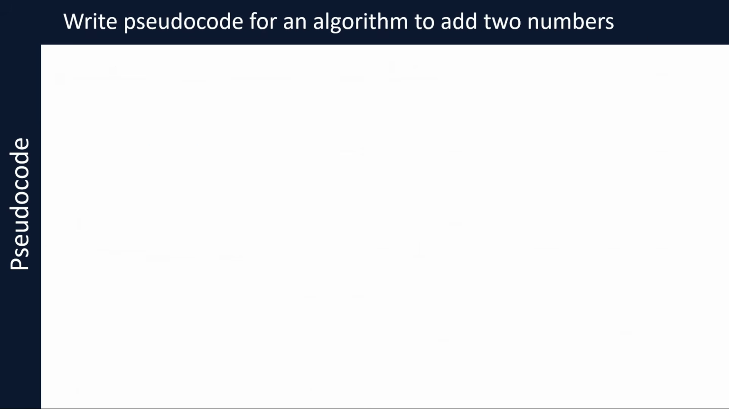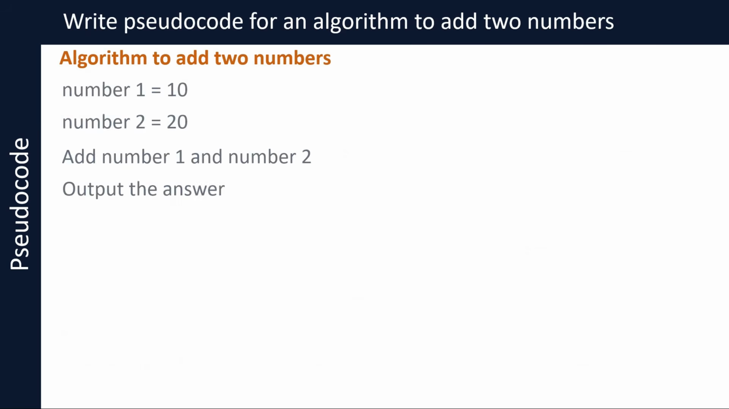Let's now focus on writing pseudocode with the help of an example. Let's use the algorithm to add two numbers. Here is the descriptive text.